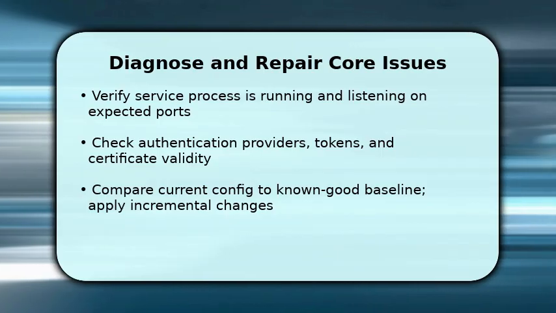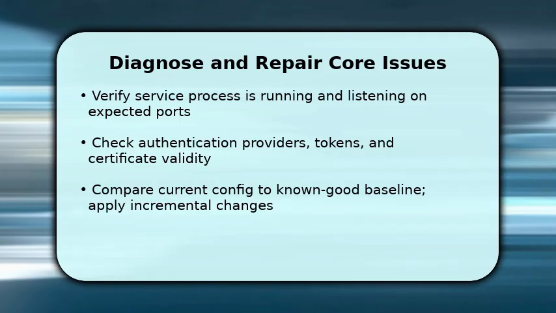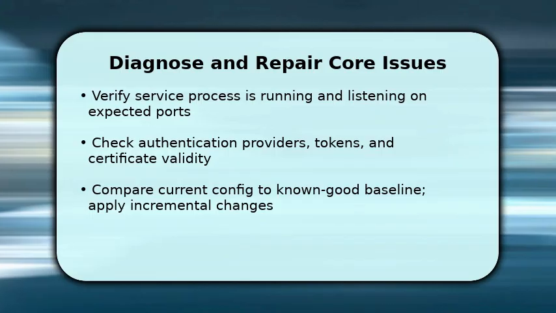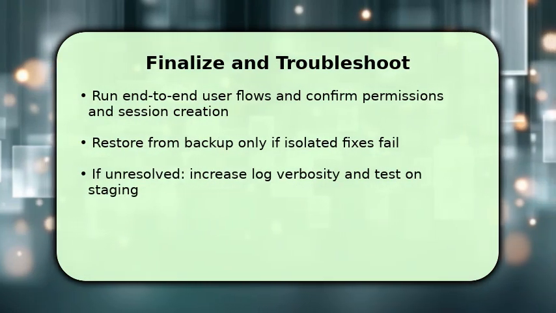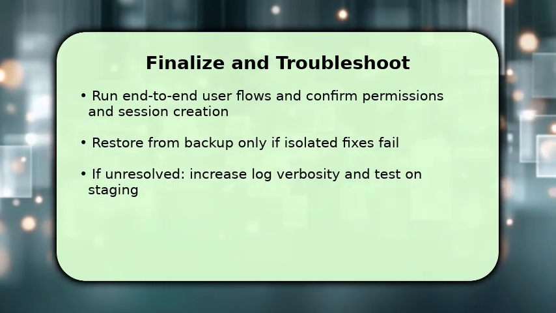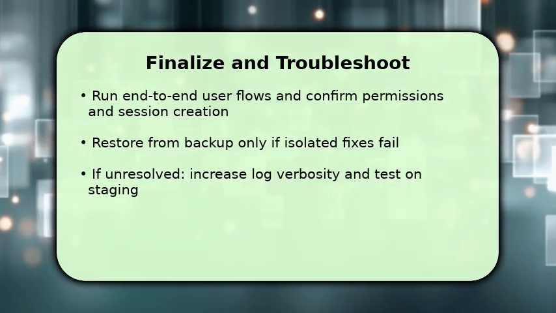Once that's cleared, compare configuration to a known good baseline and apply one change at a time. This isolates the cause. Make sure to monitor logs while you tweak settings so you can correlate actions to outcomes and avoid cascading failures. You finish by running full user flows, login, permission checks, and session creation. Confirm data and roles behave as expected.